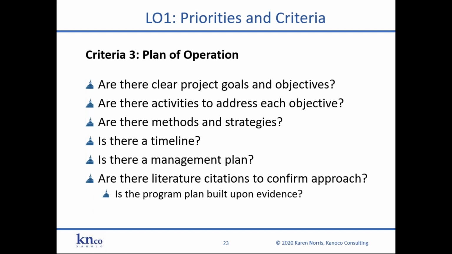Criteria 3 is plan of operation, and this is usually where you have your goals stated, and these are the objectives, and these are my anticipated outcomes. So we're going to have the activities to address each objective so we can achieve our anticipated outcomes. And these are the methods and the strategies that we're going to use, whether it's on-site or virtual, or you're updating your website information, or you're providing services to people in need. Whatever your methods and strategies are, this is the section that it would go in.